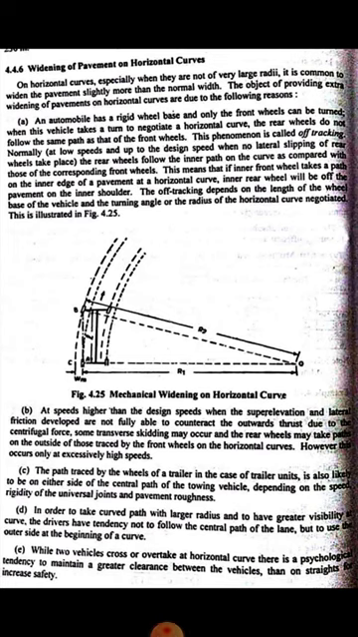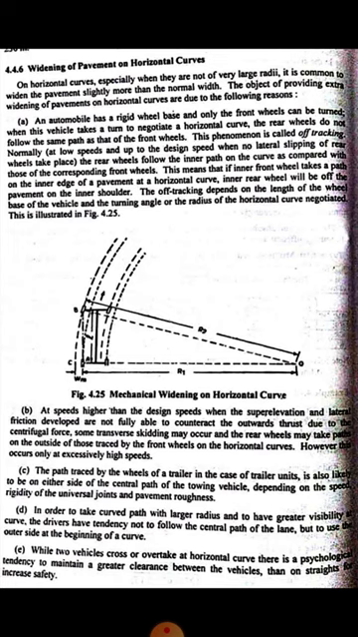Fourth, the path traced by the wheels of a trailer, in the case of a trailer unit, is also likely to be on either side of the central path of the towing vehicle, depending on the speed, the rigidity of the universal joint, and the pavement roughness.